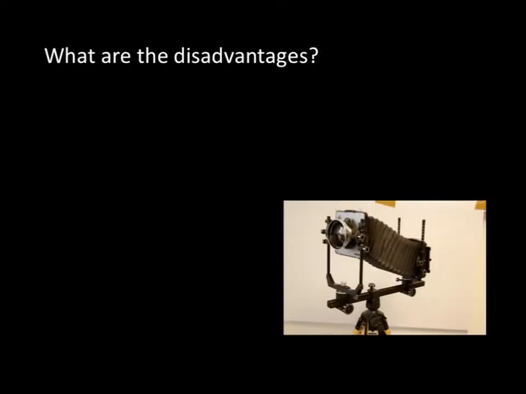Okay, so what are the advantages then? Yes, large negative. What are the disadvantages? All right, let's start with one we talked about already. It's heavy. View camera is heavy. It's cumbersome. You're having to carry this thing around. You can't just put it on your hip and then go walking down the street and make photographs as you go. It's slow. You have to take your time.